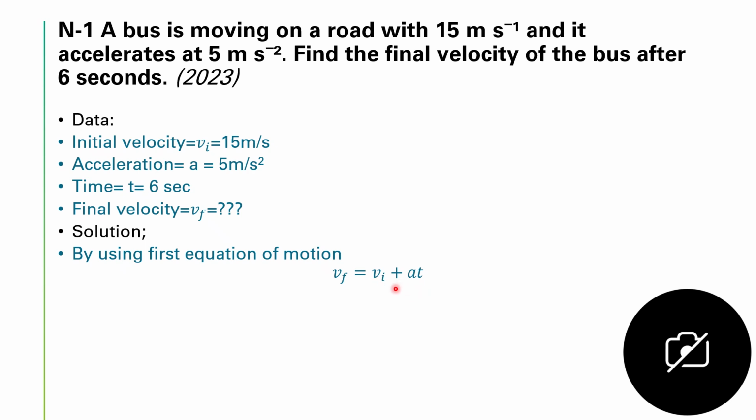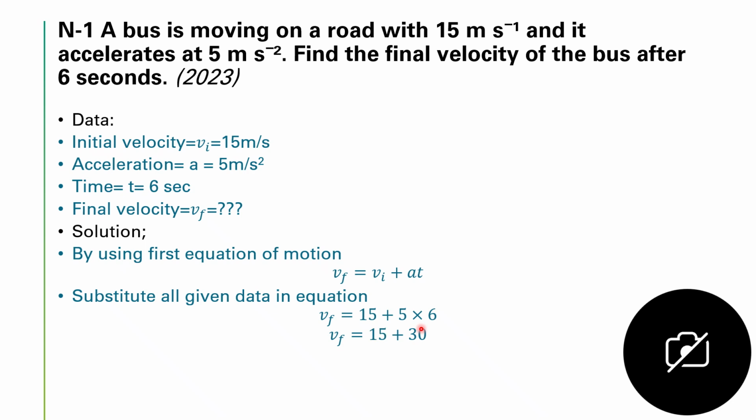Just substitute all the necessary information. There is no conversion required, all the units are given in SI units. So we simply substitute all the magnitudes: Vi equals 15, a equals 5, t equals 6. Now simple multiplication: 5 into 6 becomes 30, plus 15 becomes 45. 45 meters per second is the final velocity.